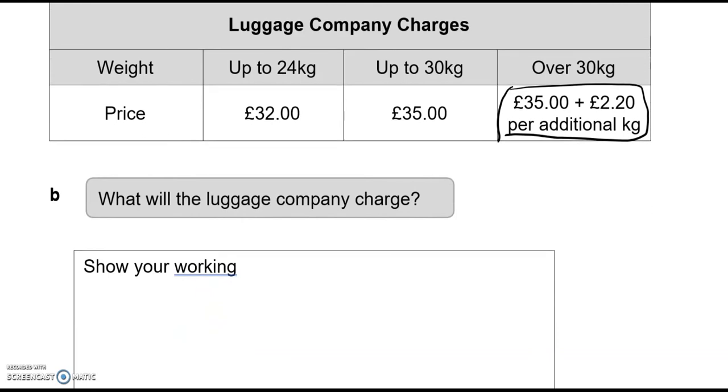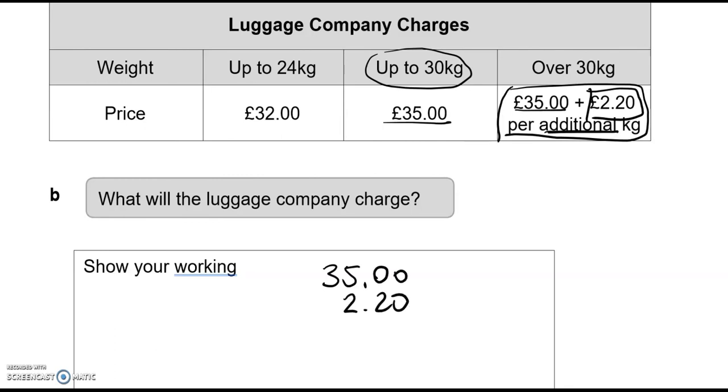So it is £35 and £2.20 per additional kilogram. Additional means on top of the 30, because 35 is for up to 30 kilograms. So 35, and hers weighs 31, so just one more kilogram, and that is £2.20. So this is £37.20.